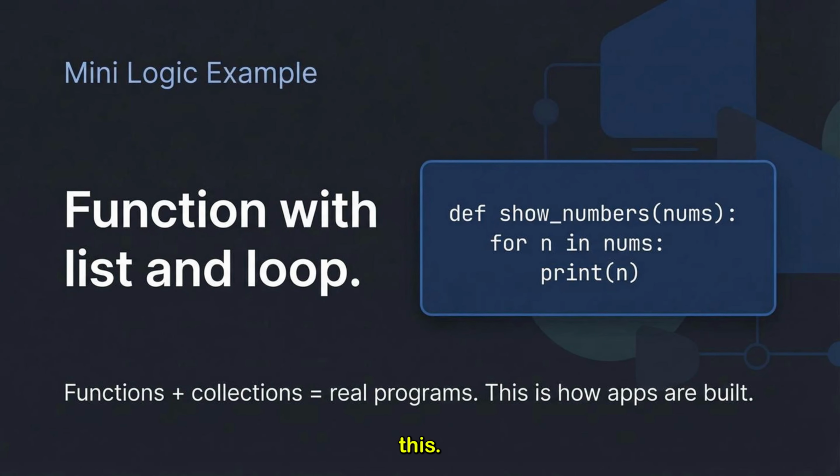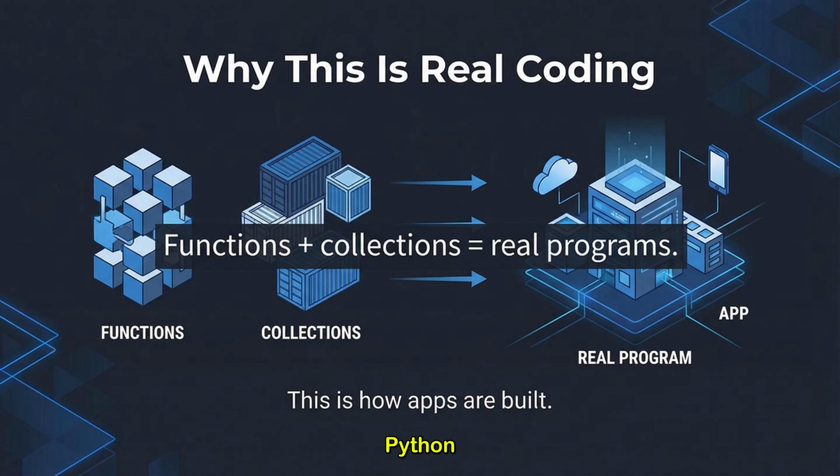Now imagine this. You have a function. Inside it, you use a list. You loop through the list. This combination is how real Python programs are built. Functions plus collections are the core of Python coding.